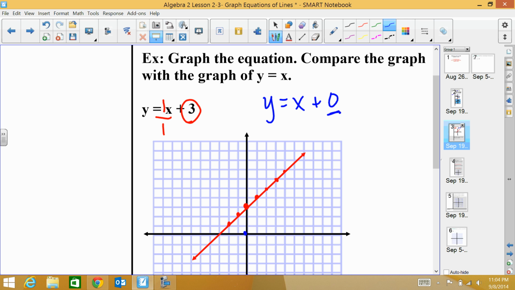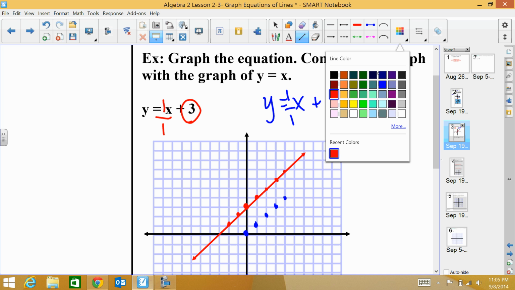So I'm going to start at 0. And then if I look at my slope, it's also the same as last time, 1 over 1. So I'm going to go up 1, right 1. And then I'm going to make my line. I'll make this one blue.